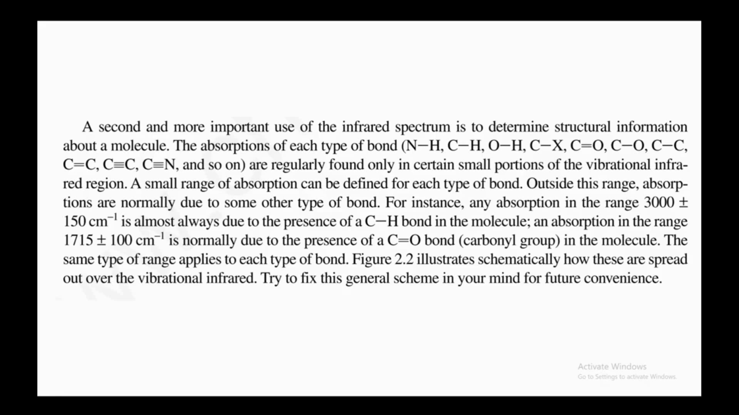or 1700, that could be attributed to a carbon double bond oxygen, which is called a carbonyl group, commonly present in aldehydes, ketones, carboxylic acids and their derivatives such as esters, amides, acid chlorides and anhydrides. The same type of range applies to each type of bond. Figure 2.2 illustrates schematically how these are spread out over the vibrational infrared. Try to fix this general scheme in your mind for future convenience.